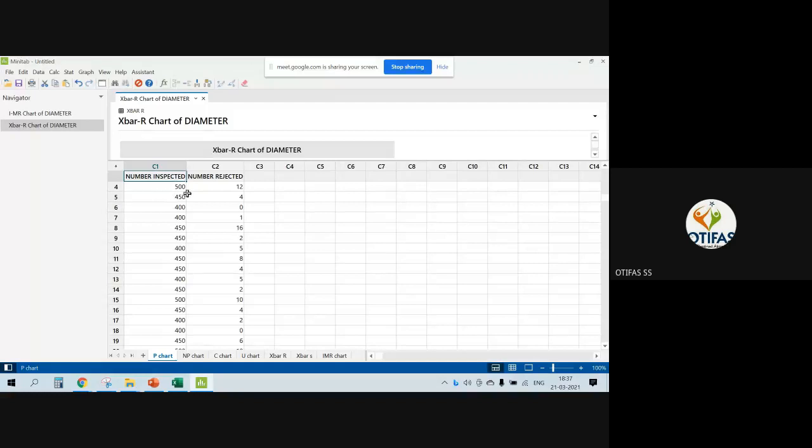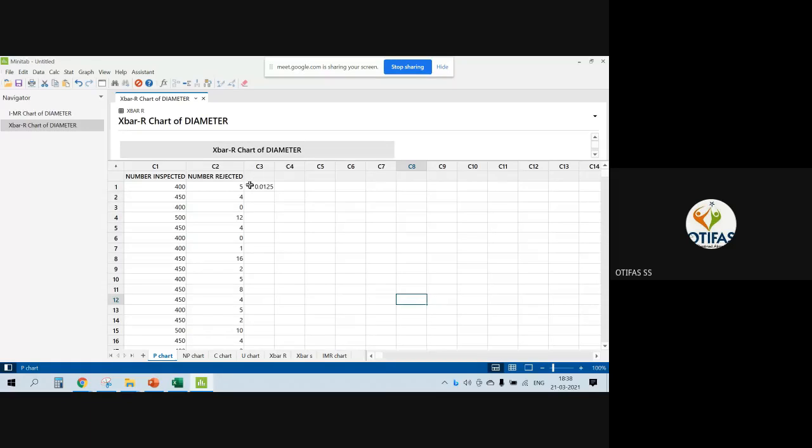Now for example, say this. How many samples inspected? 400. How many pieces rejected? Five. So what is the proportion of rejection, or percentage of rejection? 5 divided by 400, how much is this? 0.0125, isn't it? So this is the proportion defective.